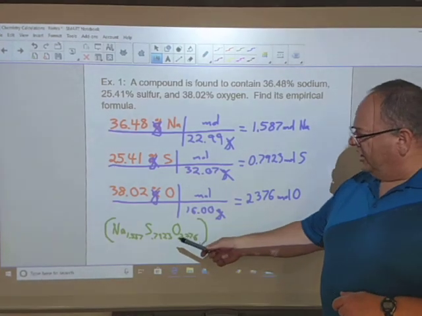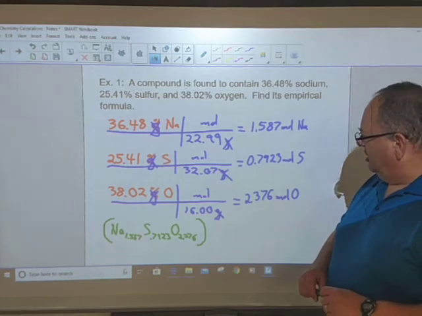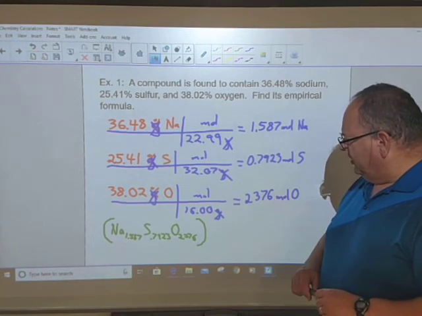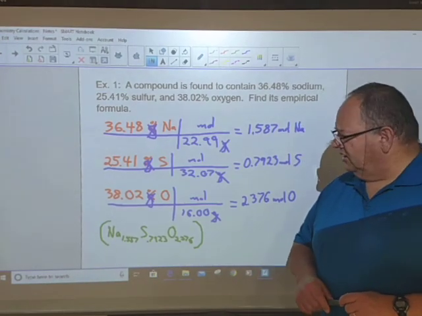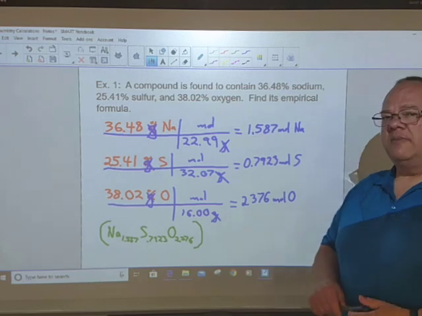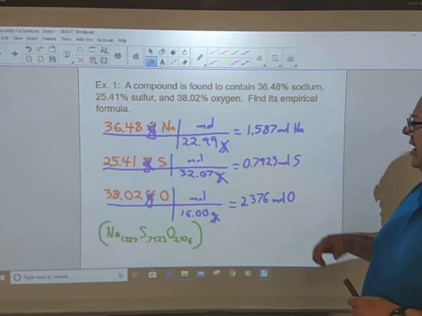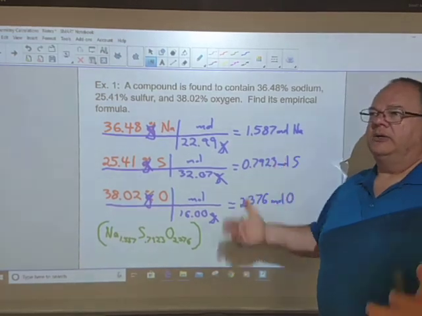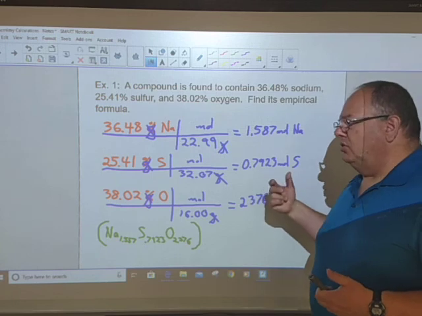Have you ever seen a formula like this? Na 1.587, S 0.79230, O 2.376. That's a formula, but it's ugly. Okay? We want a whole number formula. We want a simple whole number formula. And so we've got to think of basically how do we simplify this ratio.